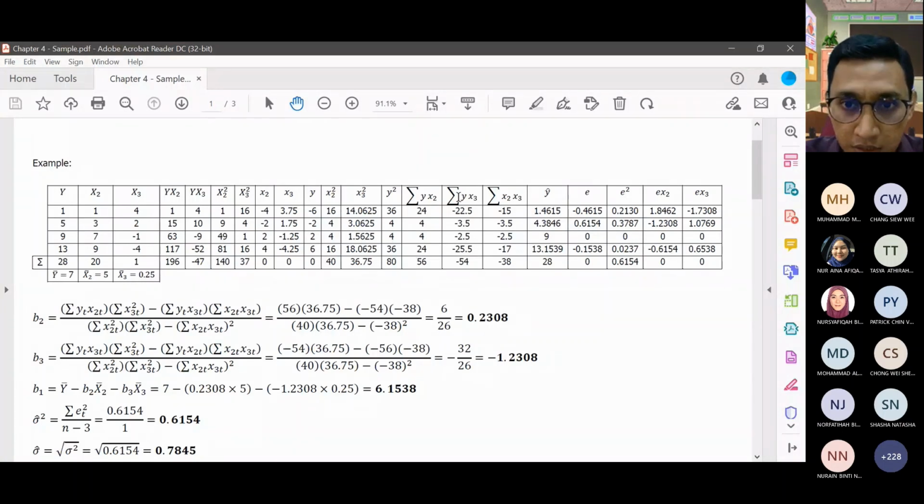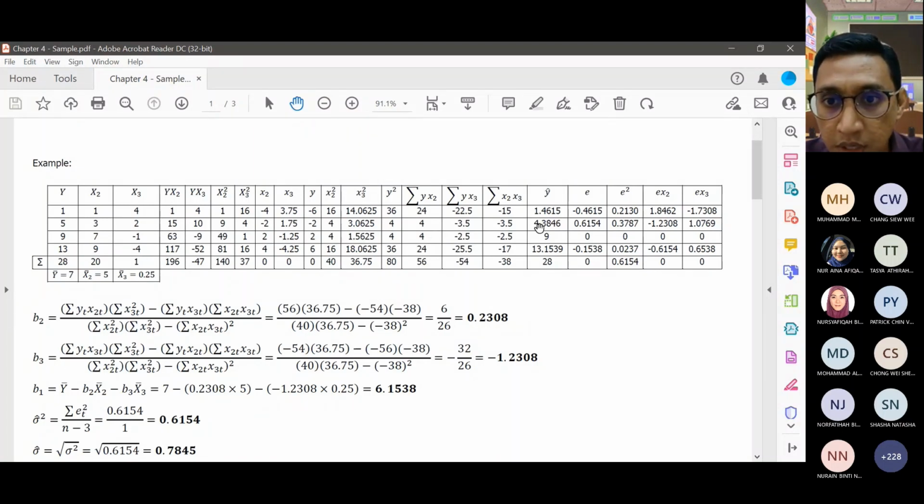This one is the sum of y times x3. We do the same thing. 3.75 times -6 is -22.5. 1.75 times -2 is -3.5. We repeat the same thing until the last observation, and here we have the sum of x2 times x3. All that we have to do is to multiply lowercase x2, -4, with lowercase x3, 3.75, to get -15. -2 times 1.75 is equal to -3.5, and we do the same calculation for the rest of the observations.